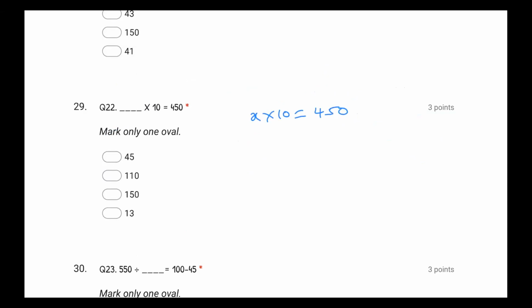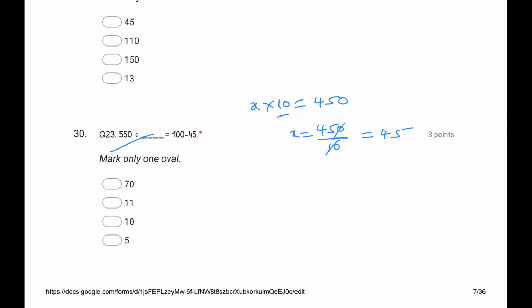And next here, x into 10 equals 450. What is the value of x? This into goes to the other side, it will become division. 450 by 10, the zeros cancel, 45. The answer is 45.